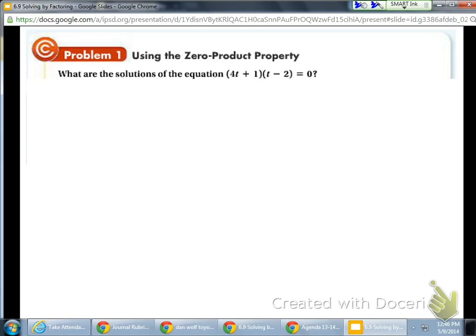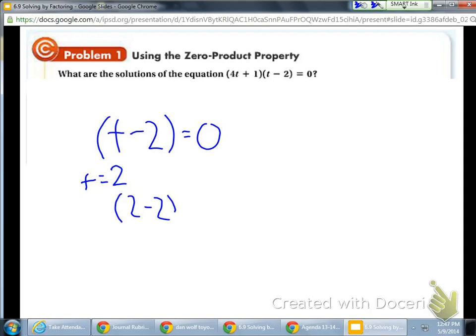So first I took the t minus 2, I basically followed the example, which equals 0. So I knew that 2 minus 2 equals 0. So then I did t equals 2. That's 1. That it? Yeah. The other part. What do you mean the other part, Rox? You got that one? 4t plus 4.